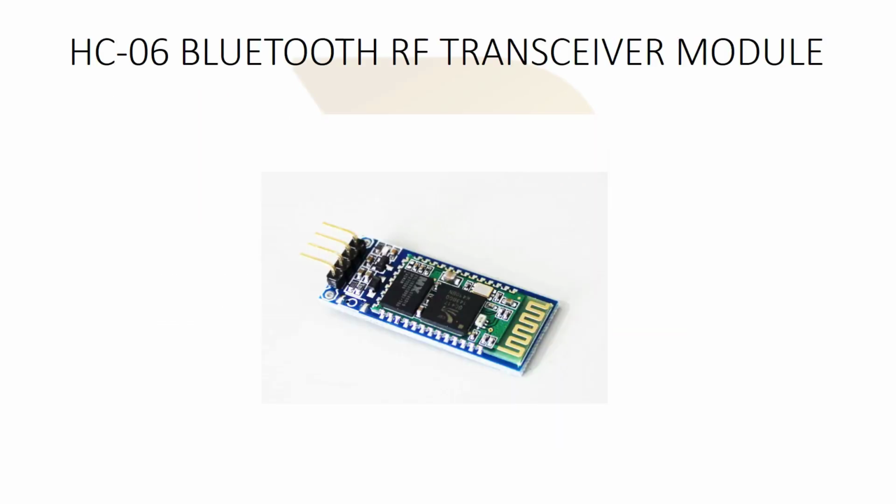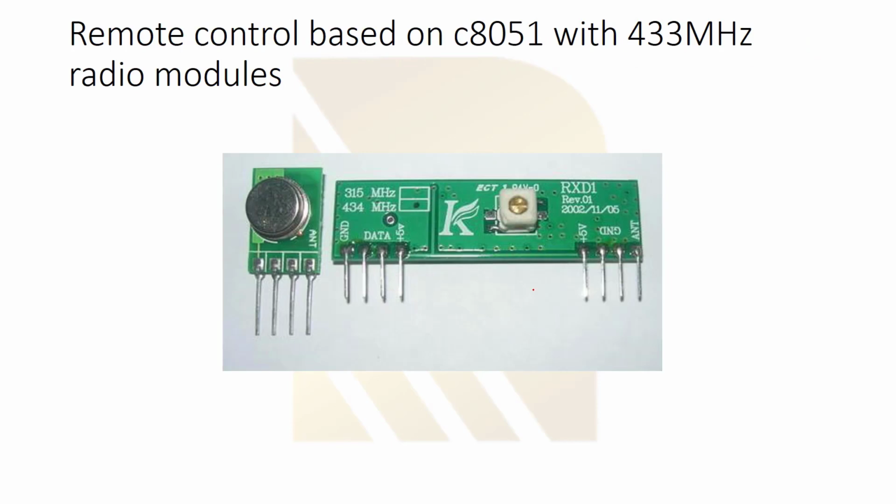So as you see in this picture, this is a transceiver module. It's an HC-06 Bluetooth RF transceiver module. As you see here, for example, there are components here. Passive components, like capacitors and resistors, and we have an IC here, and this part is the antenna, as you see. And there's another one, we say remote control based. It's working on 433 megahertz. This is the carrier frequency.